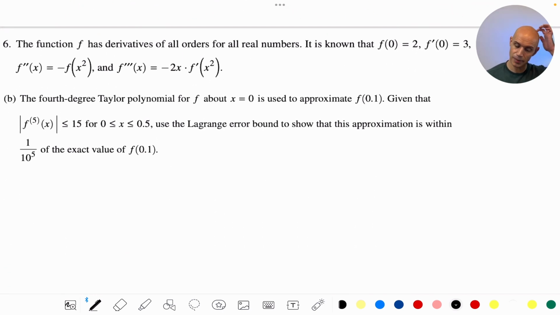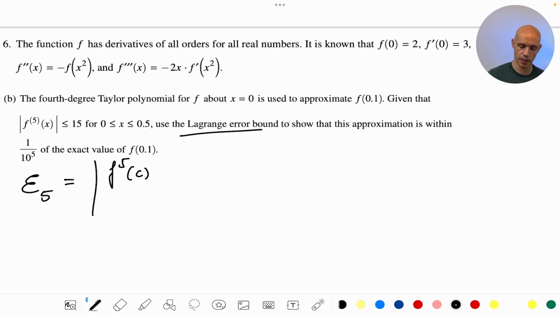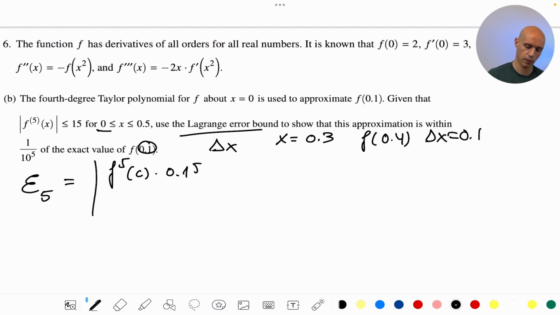Okay, this thing about the error, it's a little bit confusing, but this Lagrange error bound, you have to compute it like this. It's the fifth term, so it's the next term. So it's going to be some derivative at some point c multiplied by this difference. Well, it's 0.1 because we start at 0, but it would be delta x, whichever difference it is. Imagine that you would expand the function about 0.3, and you estimate the function at 0.4. Delta x would still be 0.1. So you have 0.1 to the power of 5, and then divided by 5 factorial, right?